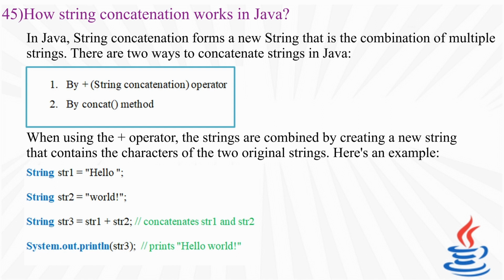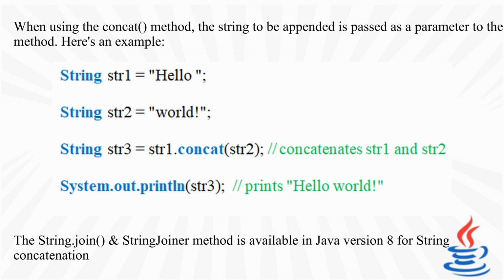In this example, we use the plus operator to concatenate the two strings str1 and str2. The resulting string is stored in str3, which we then print to the console. When using the concat method, the string to be appended is passed as a parameter to the method. Here is an example. In this example, we use the concat method to concatenate the two strings str1 and str2. The resulting string is stored in str3, which we then print to the console.